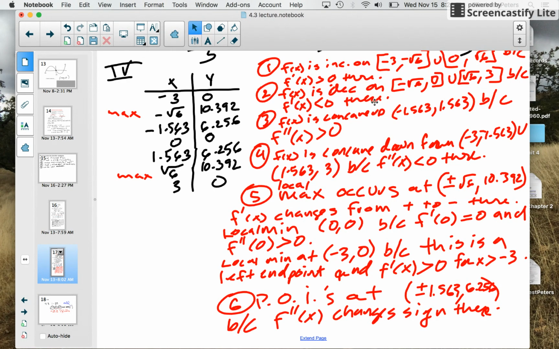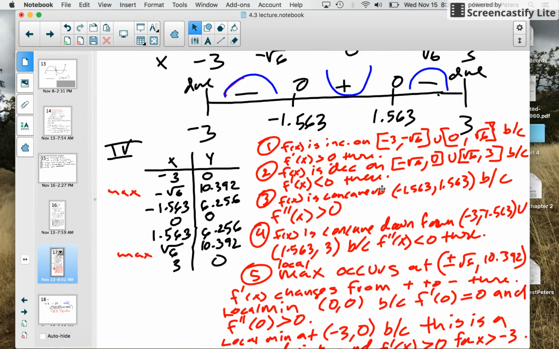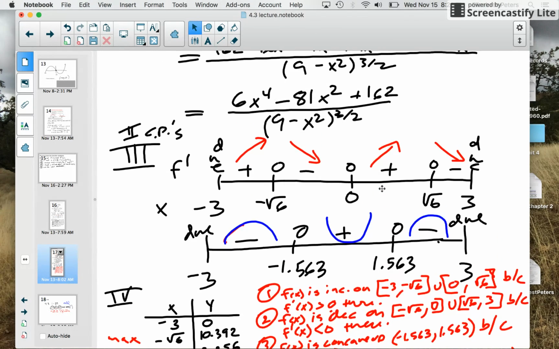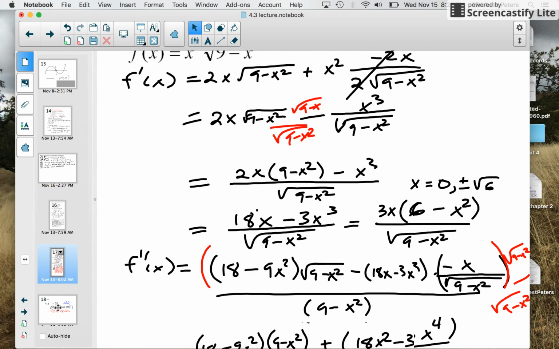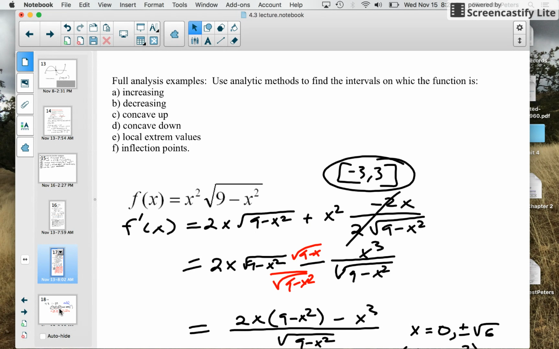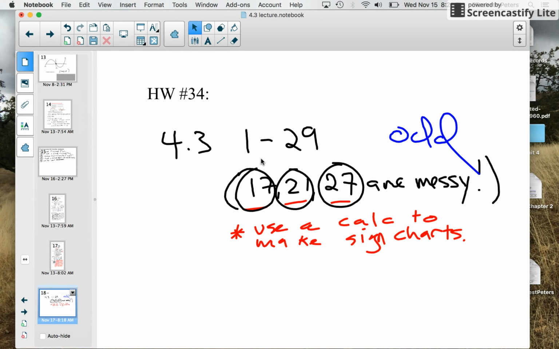So make sure you really spend some time to process this, okay? Don't just copy it down. Make sure you spend some time, process it, and make sure you can do it. And then you're going to be doing this process on some of your homework problems. So your homework problems are 1 through 29 odd. 17, 21, and 27 are really messy. So make sure you use a calculator on those problems to make your sign charts.